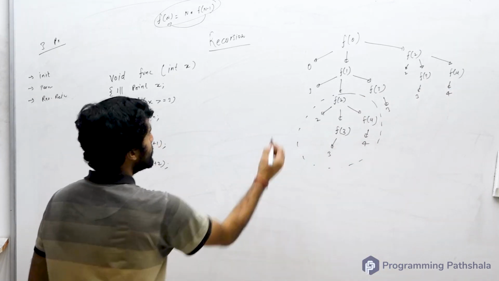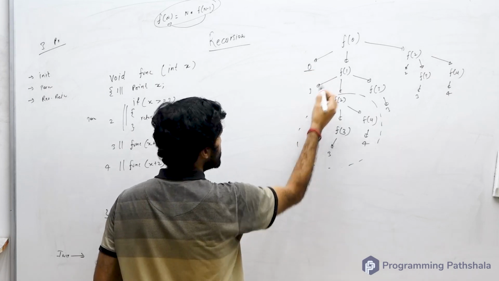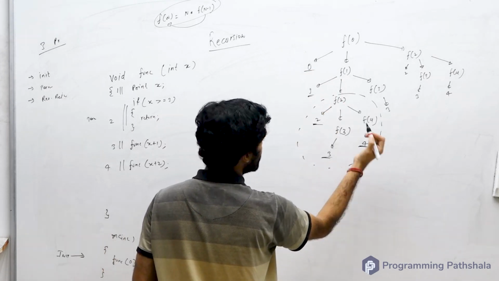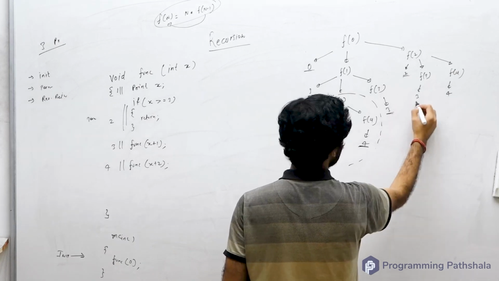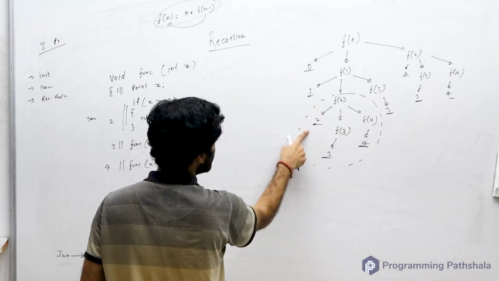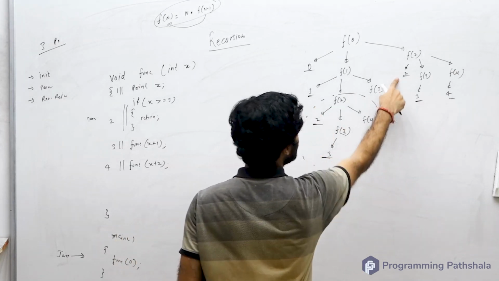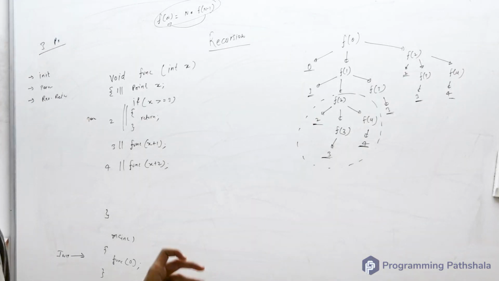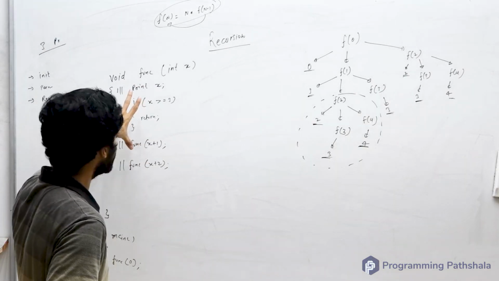So that's it. So the first value to get printed was 0, and then 1, and then 2, then 3, then 4, then 3, then 2, then 3, then 4. 0, 1, 2, 3, 4, 3, 2, 3, 4. That's it. So this way you can very easily predict the output of any recursive code.